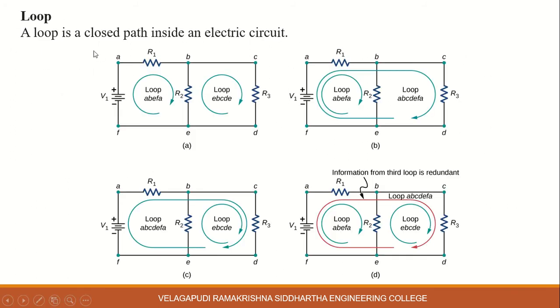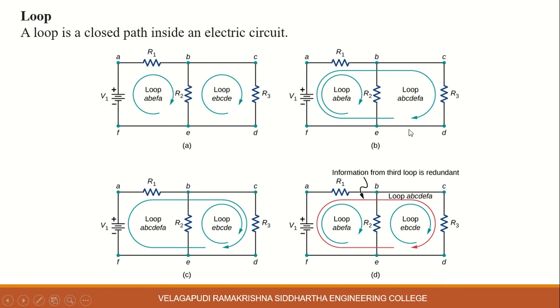Next one, loop. A loop is a closed path inside an electric circuit. So a loop is nothing but a closed path inside the electric circuit. Here there are 4 figures. If you observe figure A, there are 2 loops. One loop is from A to B, E, F, A. This is one loop. Another loop is on the right side, from B to C, D, E, B.